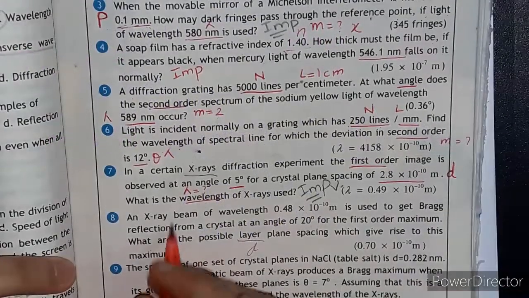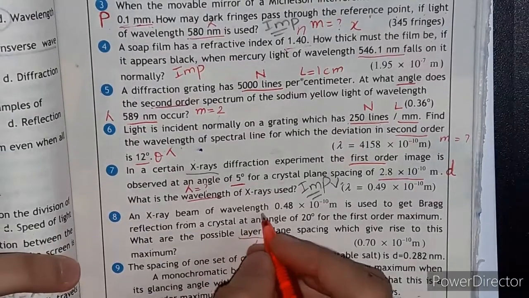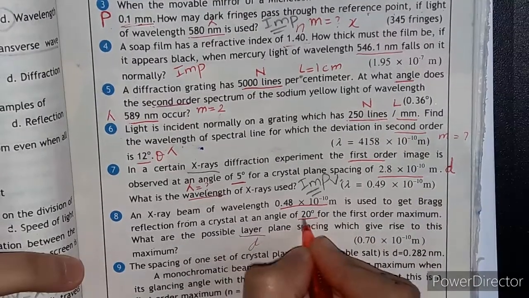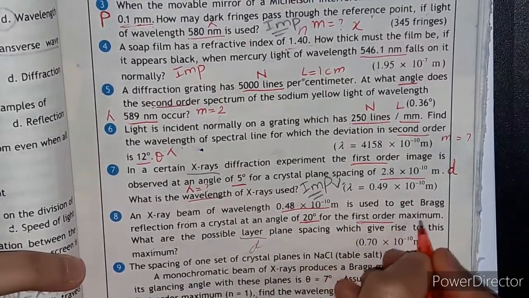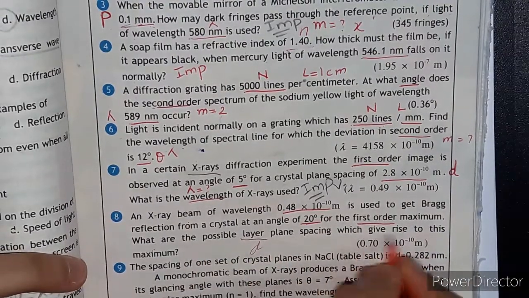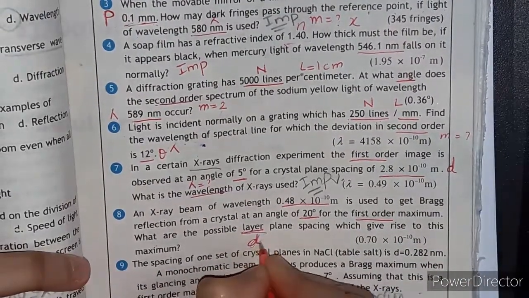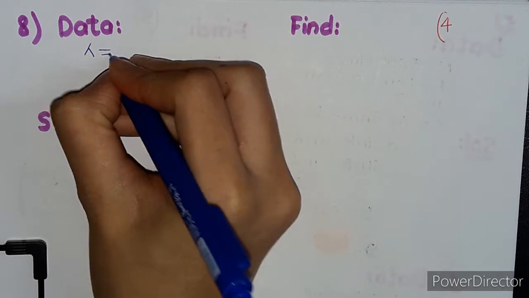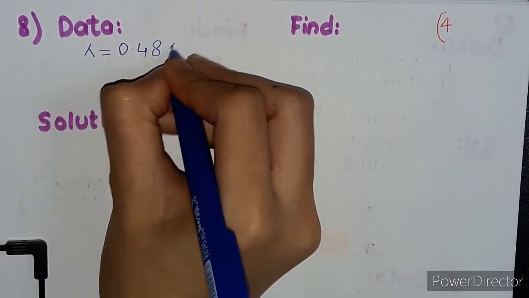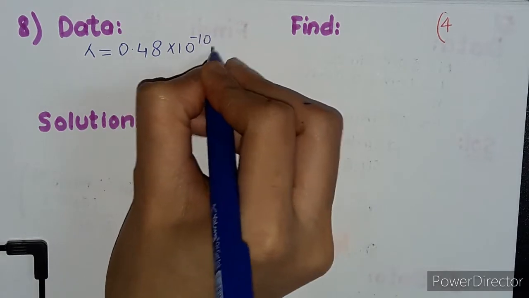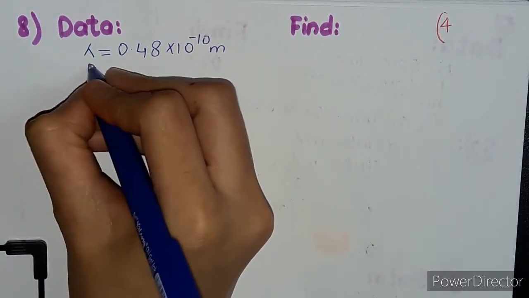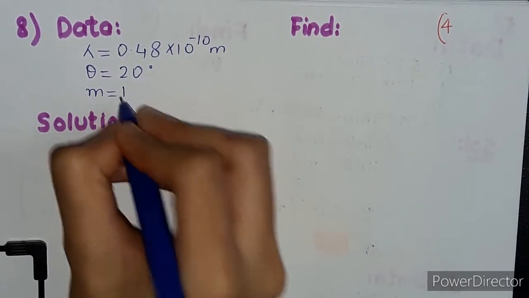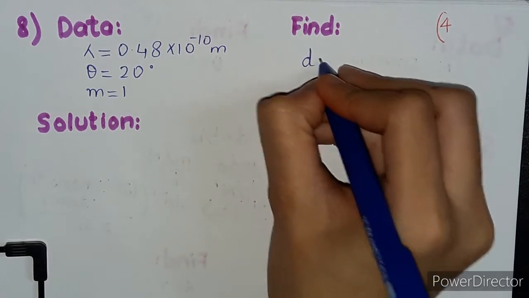Problem number 8 is an X-ray of wavelength. We are given the wavelength and the value of theta, and first order, m is 1, and we have to find the value of d. The wavelength is 0.48 times 10 to the power minus 10 meter, and theta is equal to 20 degrees, and first order m, then we have to find the d value.